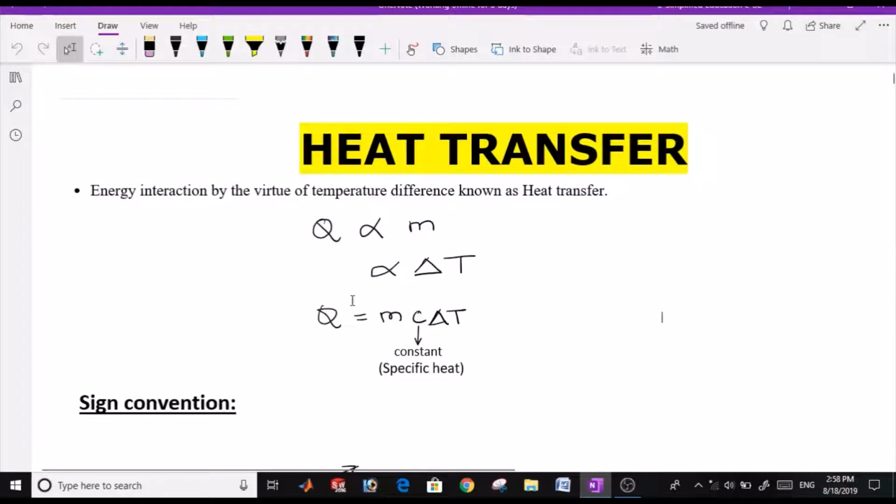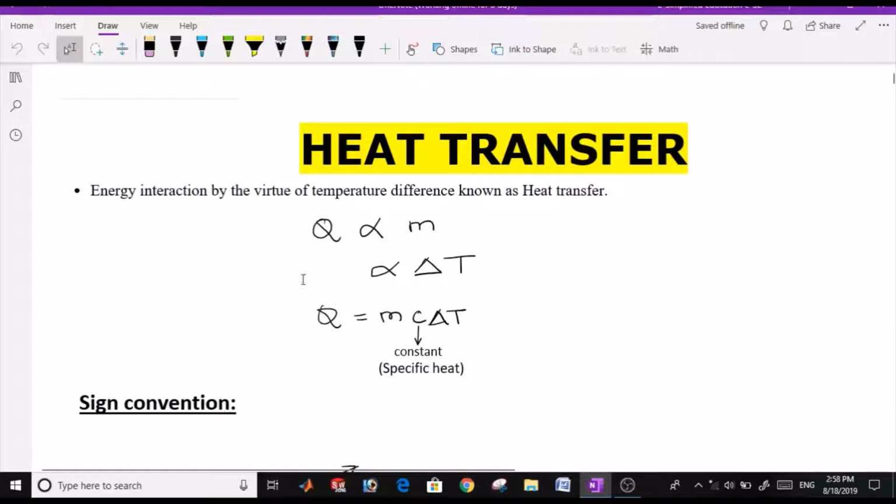Heat transfer is nothing but energy interaction by virtue of temperature difference. That means whenever there is a hot body and another one is a cold body, there is a temperature difference between those two bodies and heat is transferred from the higher temperature body to the lower temperature body. That type of energy interaction is named as heat transfer.